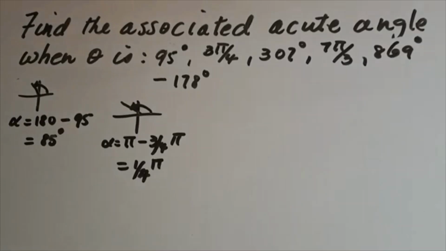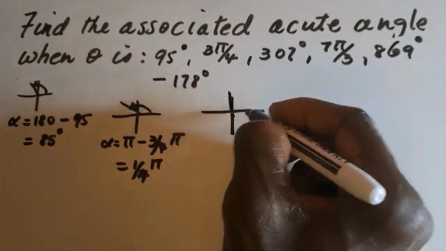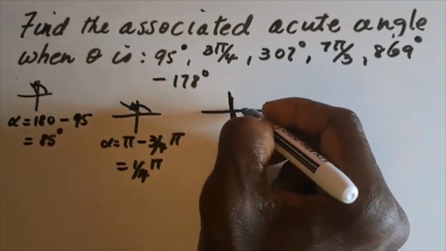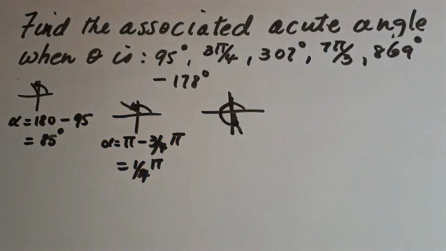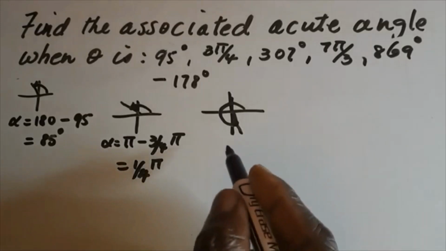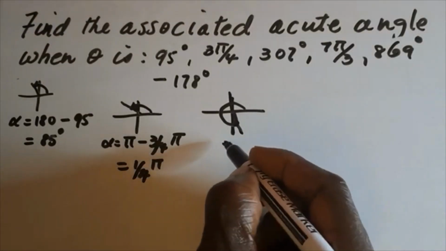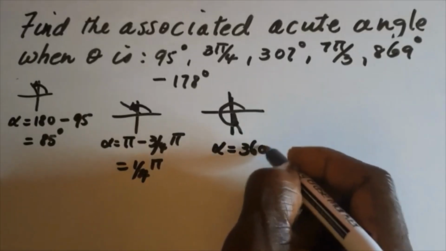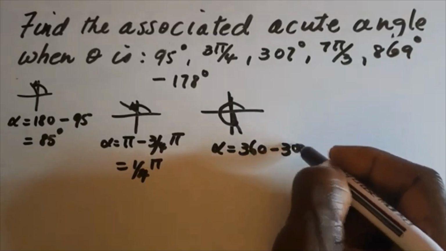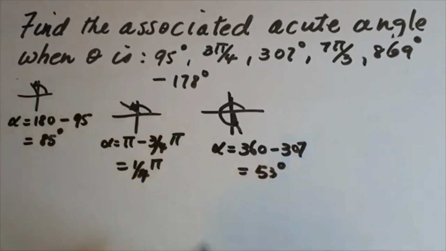Next we have 307 degrees. That will fall in this quadrant somewhere there. Again, we're taking away from 360 degrees. We'll take away theta from 360 degrees. So alpha, because alpha add theta is 360, so alpha is equal to 360 take away 307 to give us 53 degrees.